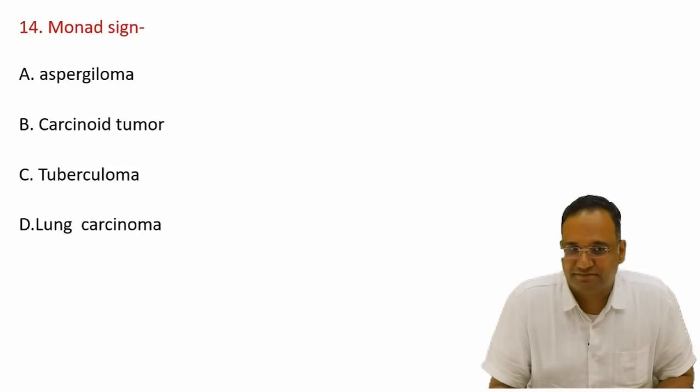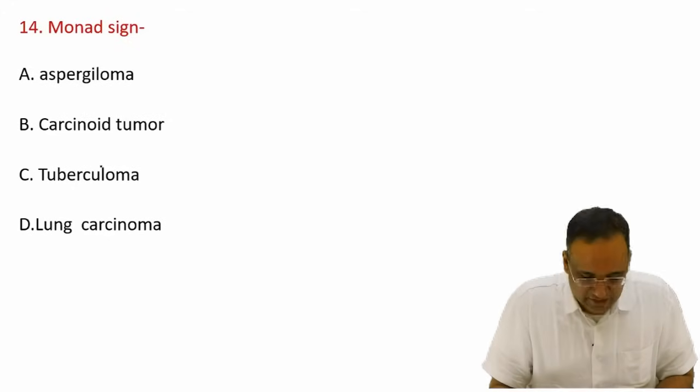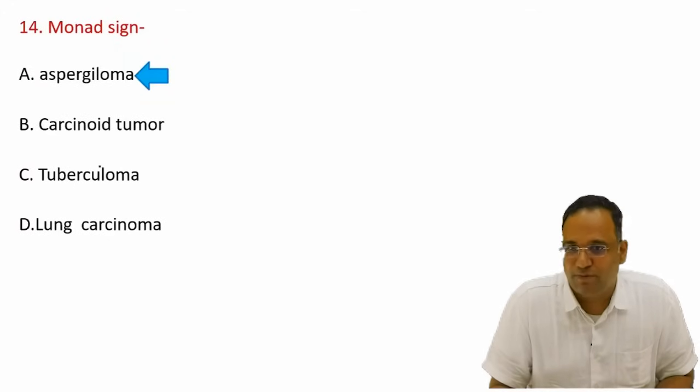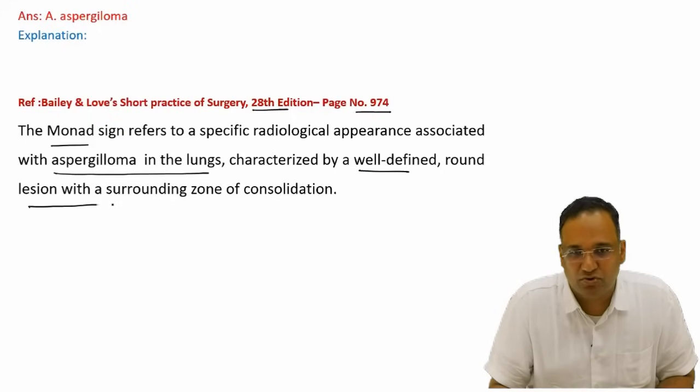Monod sign. Monod sign is seen in which pathology? The right answer for this, the Monod sign, is aspergilloma, as exactly given in Bailey and Love, 28th edition, page number 974. Monod sign refers to the specific radiological appearance associated with aspergilloma of the lungs, characterized by a well-defined round lesion with a surrounding zone of consolidation.